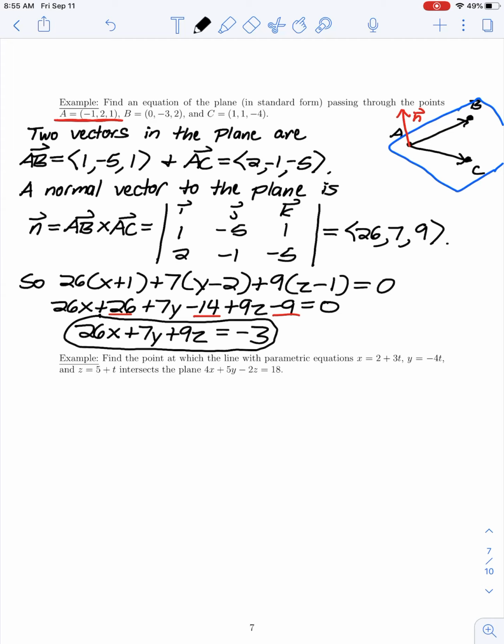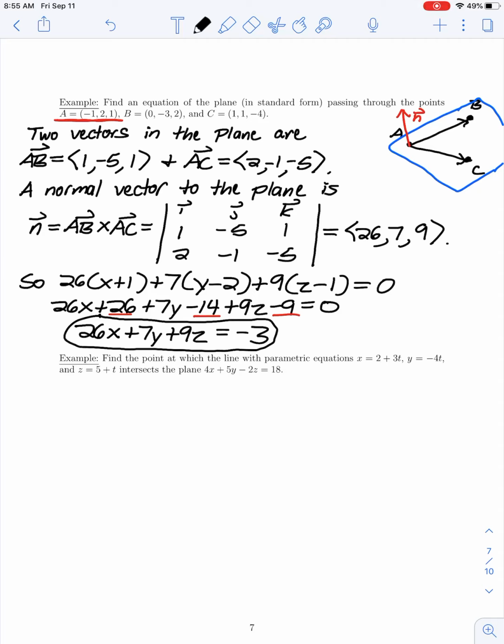So let's look at our next one. In this next example, we're asked to find the point at which the line with parametric equations, which are given here, intersects the plane whose standard form equation is given. So a problem of interest might be to determine where a line in space crosses a plane in space.